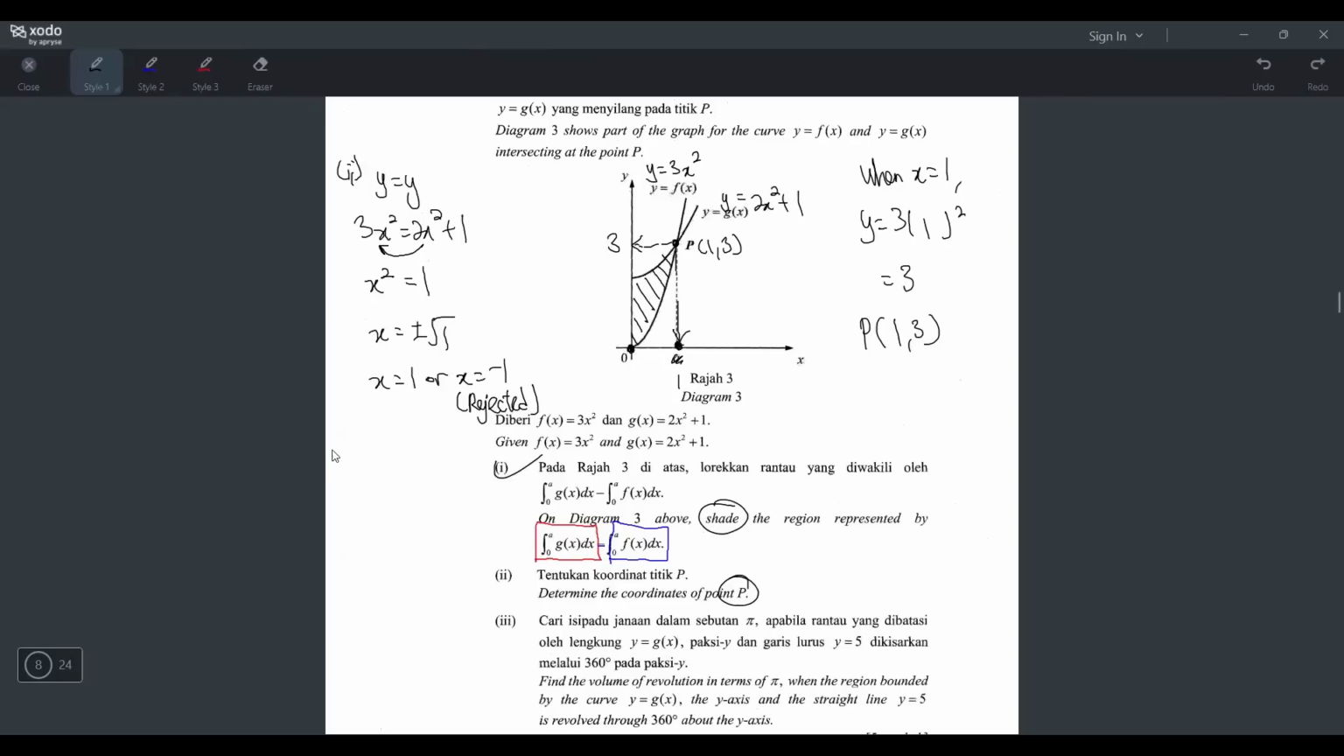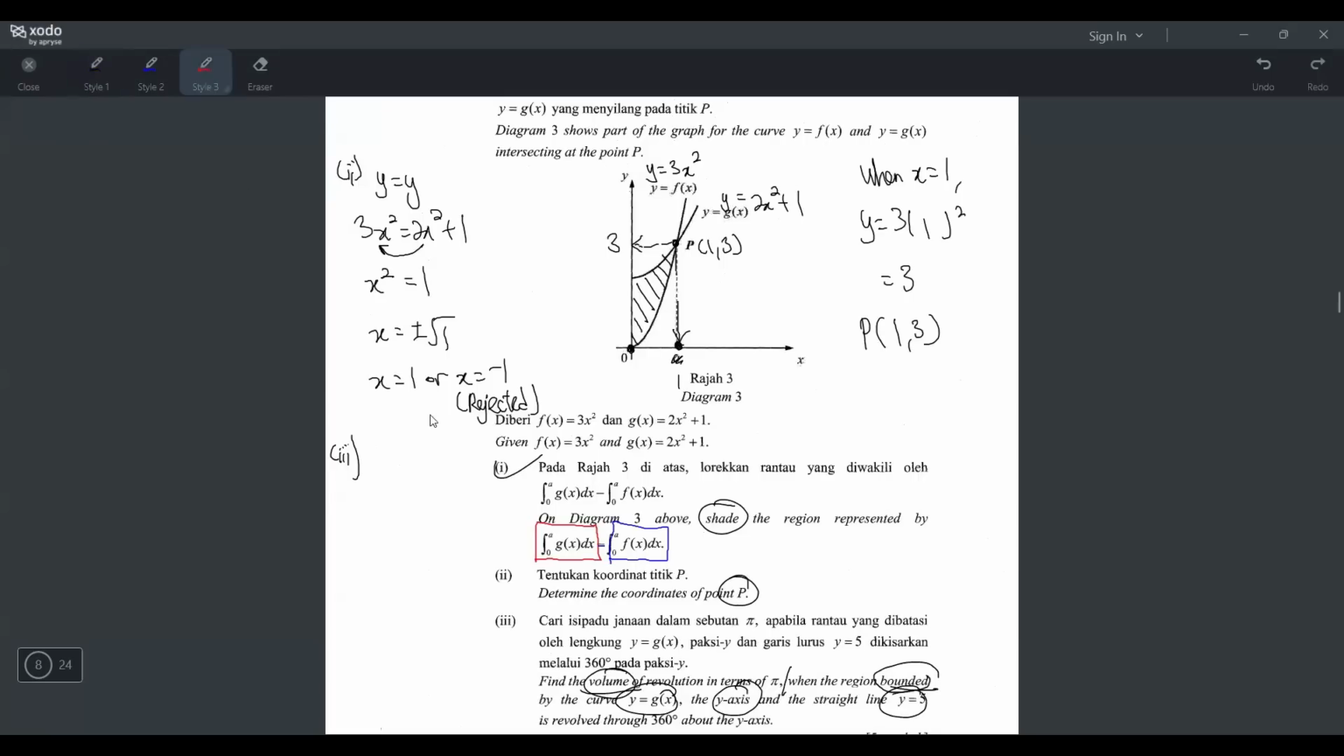Okay, number 3, I will do it down here. Let's read the question first. Okay, what it says, find the volume, in terms of pi, of revolution when the region bounded, meaning surrounded, by the curve g(x) and the y-axis, and y equals 5, is revolved 360 degrees about the y-axis.